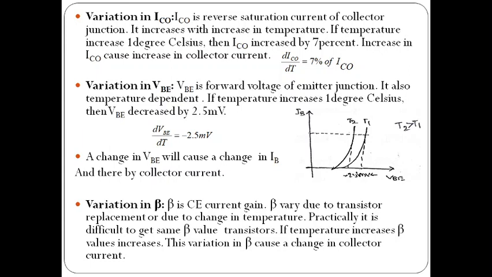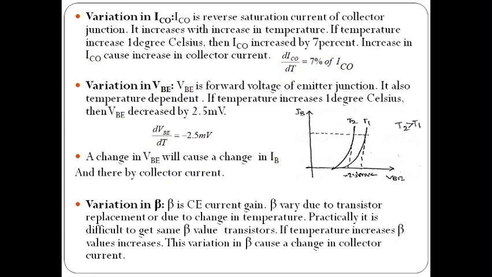When a PN junction diode is in reverse bias condition, the current that flows is the reverse saturation current I naught. We know it varies with temperature. We already discussed that for every 1 degree Celsius temperature increase, the reverse saturation current increases by 7%. Here also the base to collector junction is reverse biased.